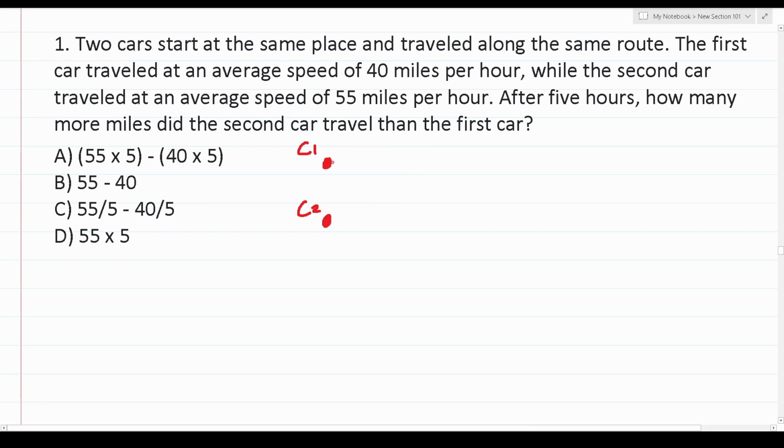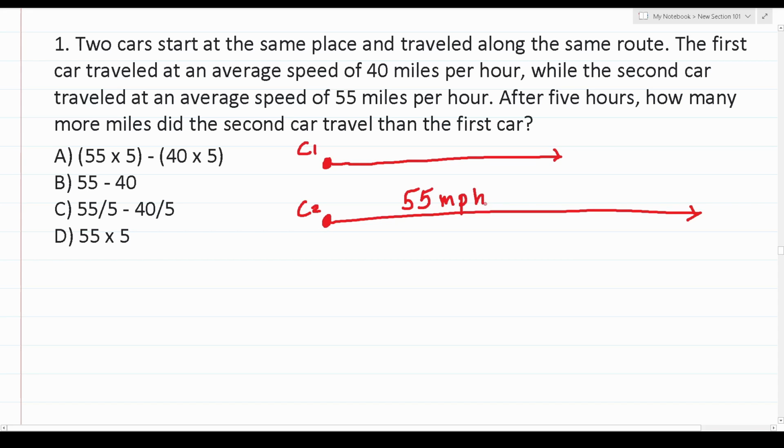They travel along the same route, so they're going in the same direction. But that said, car 2 goes at a faster rate. More specifically, it travels at 55 miles per hour, whereas car 1 travels at a slower rate. More specifically, it only goes 40 miles per hour. So clearly, car 2 is going to travel a farther distance than car 1. Question is, how would we figure that out mathematically?